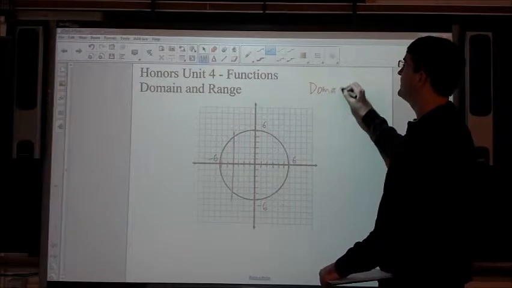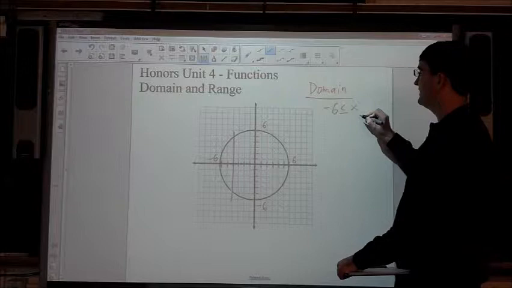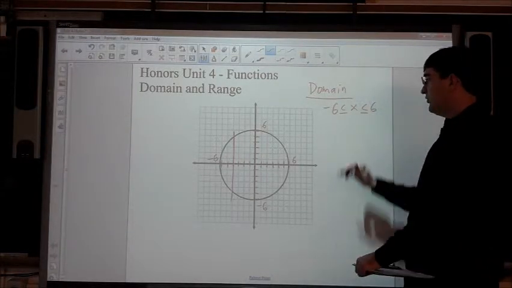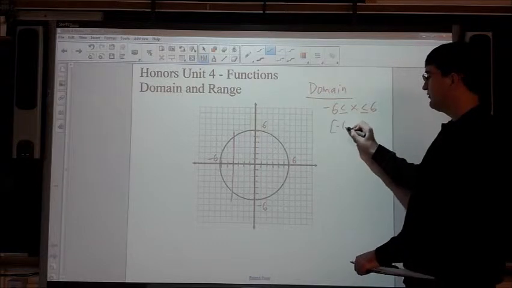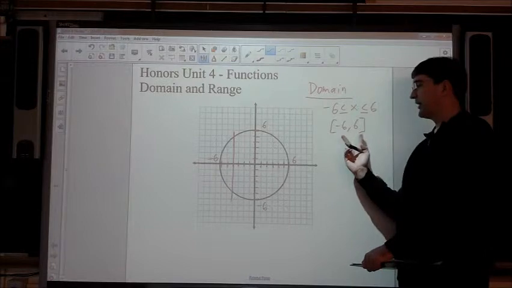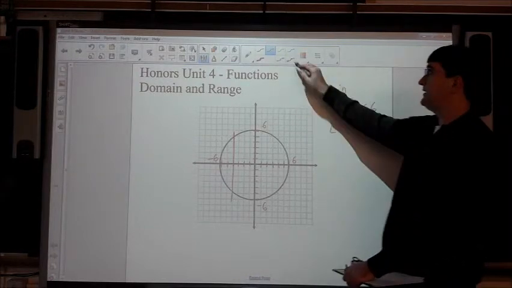And I could write that one of 2 ways. I could either write in inequality notation, saying that negative 6 is less than or equal to x is less than or equal to 6, or I could use interval notation, if you remember that from the previous unit. Negative 6 to 6, with the brackets to show that I'm including those numbers. For the domain, we got that.